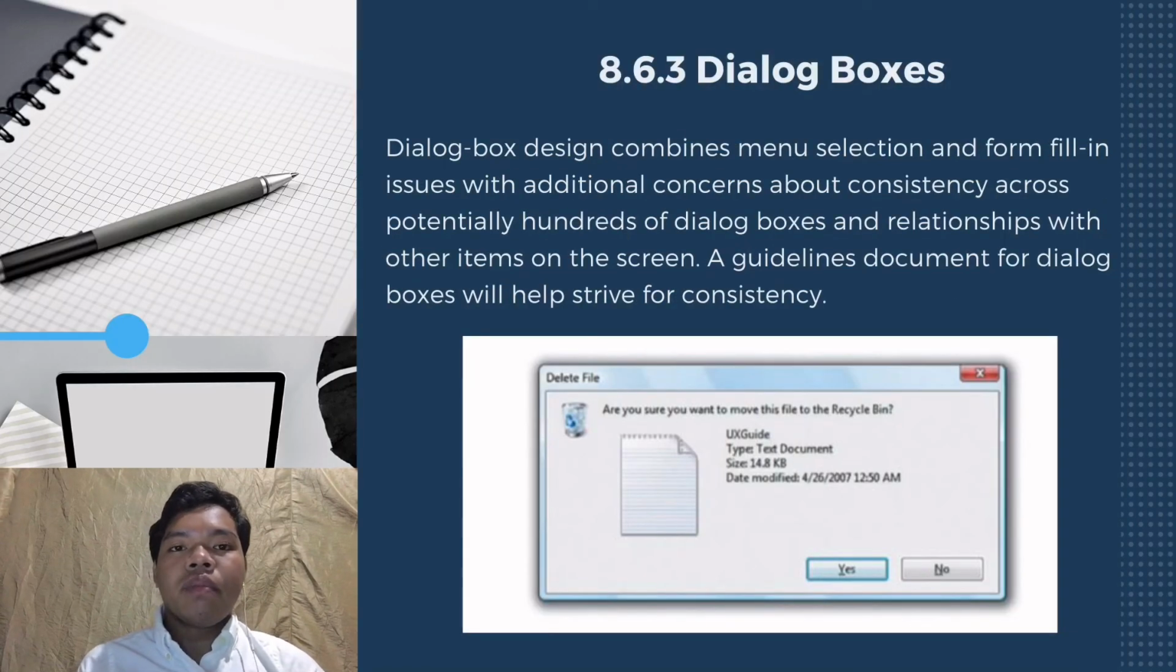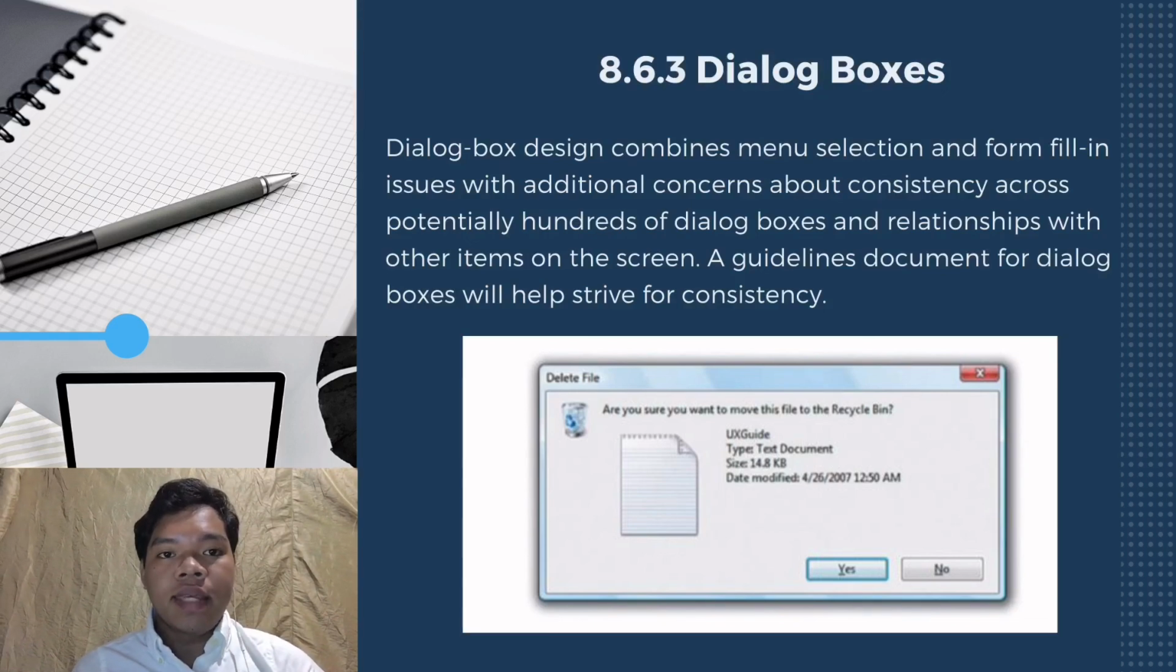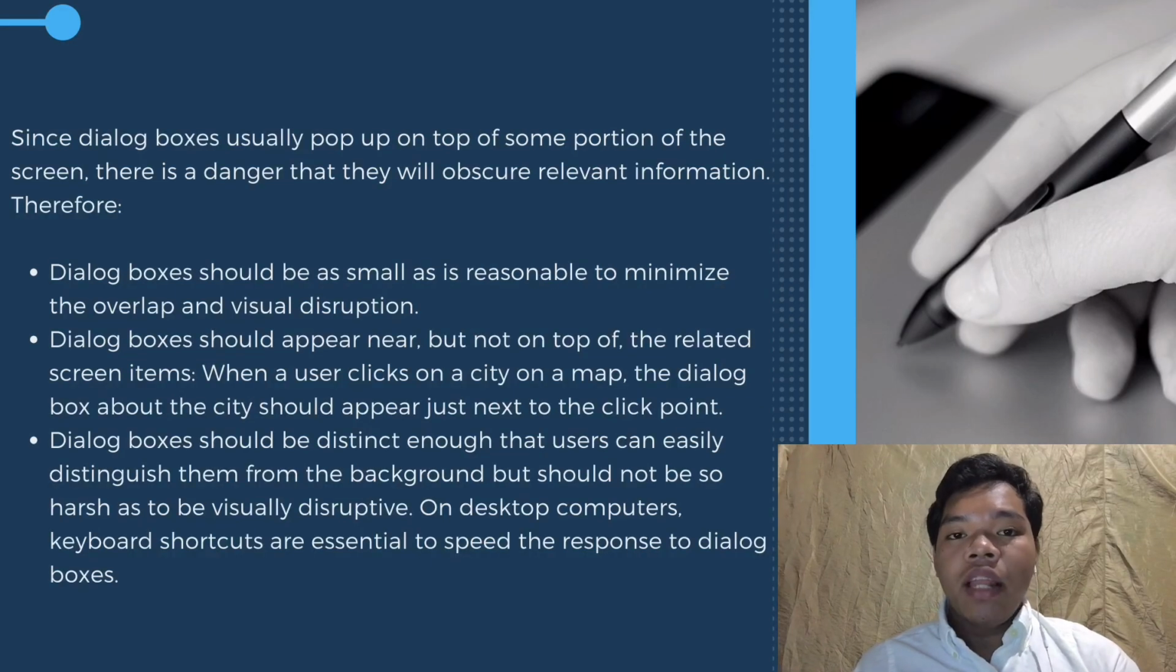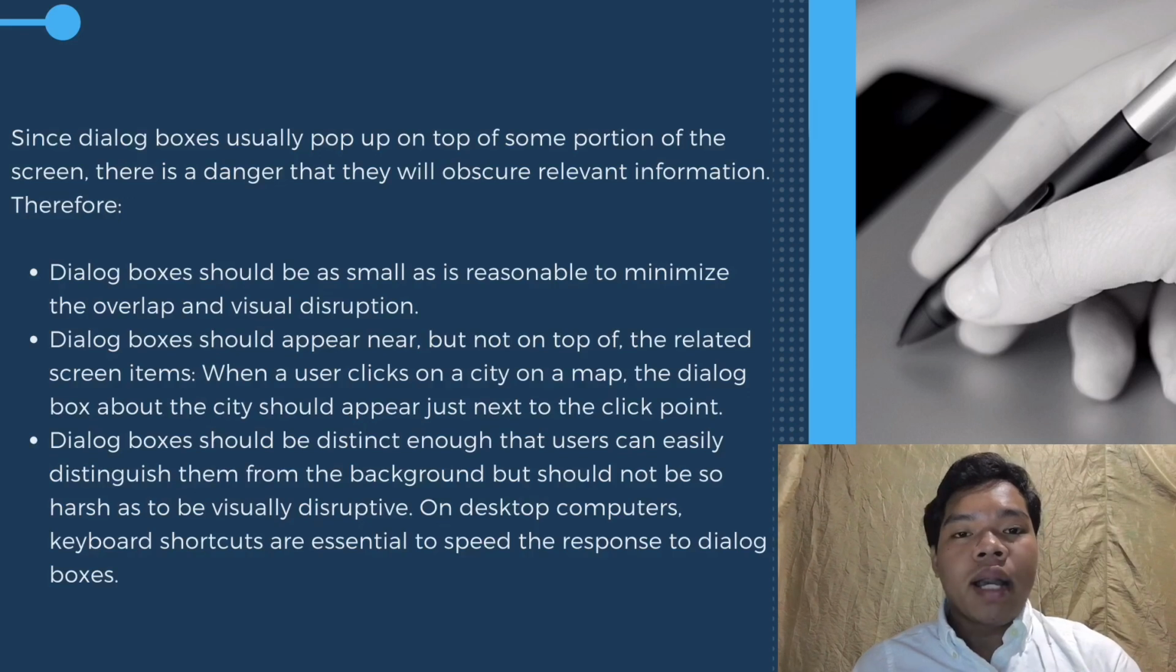Dialog box design combines menu selection and form fill-in issues with additional concerns about consistency across potentially hundreds of dialog boxes and relationships with other items on the screen. A guidelines document for dialog boxes will help strive for consistency. Since dialog boxes usually pop up on top of some portion of the screen, there is a danger that they will obscure relevant information. Therefore, dialog boxes should be as small as reasonable to minimize the overlap and visual disruption.